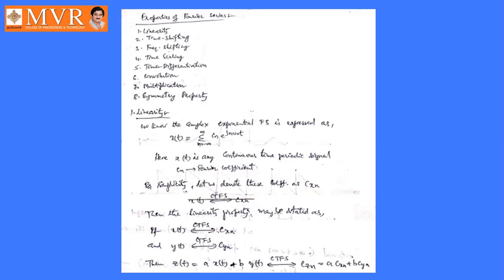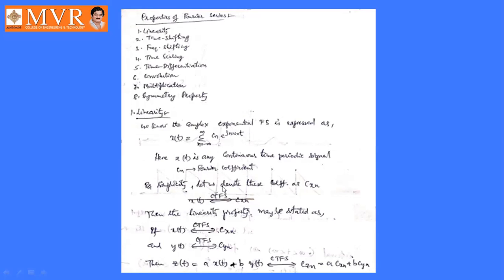Coming to the linearity property, we know that a complex exponential Fourier series is expressed as x of t equal to sigma n equals minus infinity to infinity c_n into e power plus j n omega naught t. x of t is any continuous time periodic signal and c_n is its Fourier coefficient.